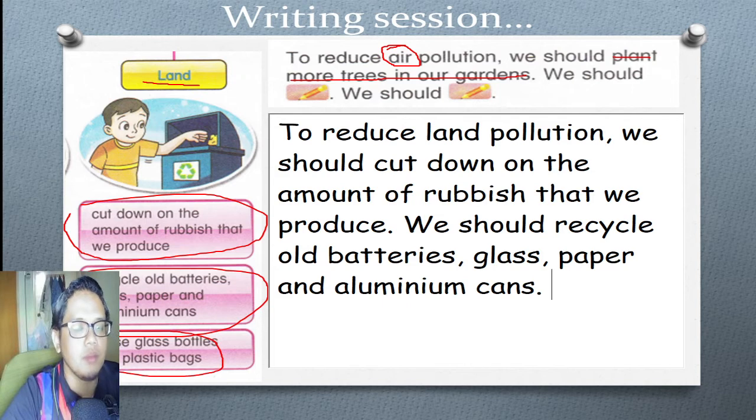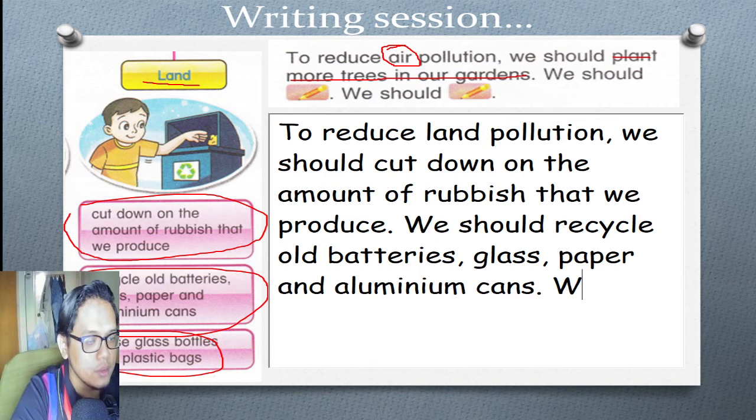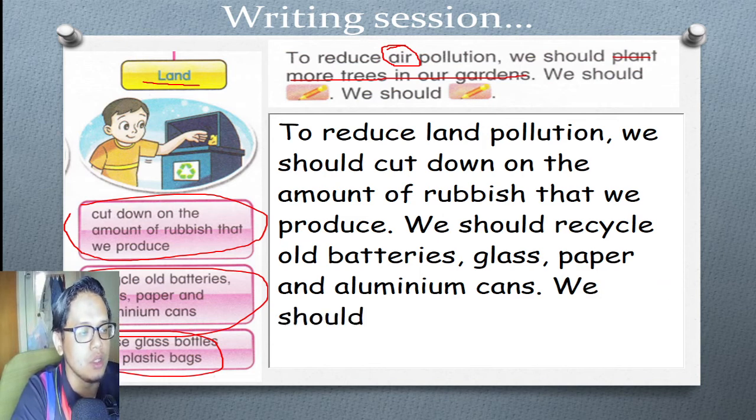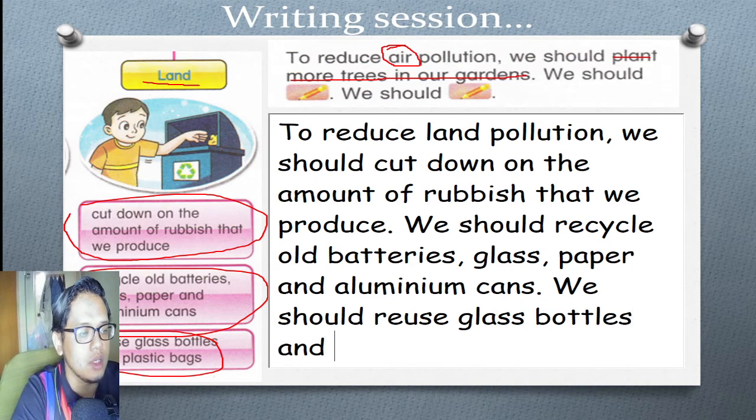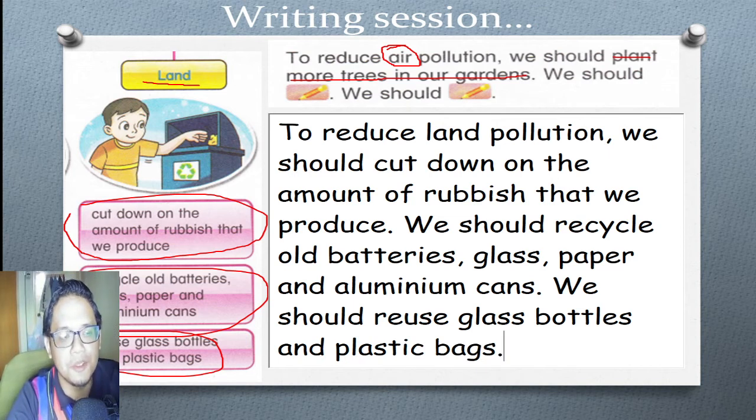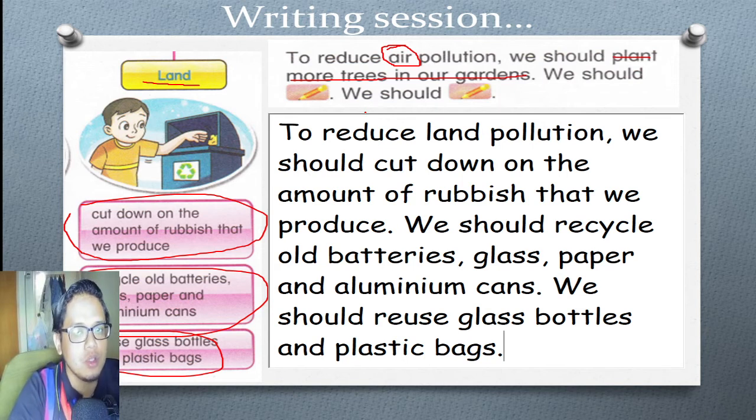And the last one, take the third point here. Same. Remember, when there is no negative statement, you no need to use we should not. You see here, are there any do not? No, we don't have any do not here, so no need to use that. So again, we should reuse glass bottles and plastic bags. Done. Finish. It's really easy. Just use we should not, we should not.